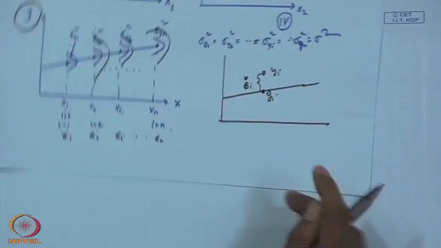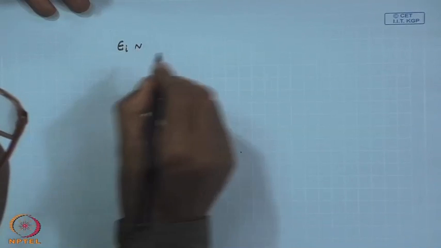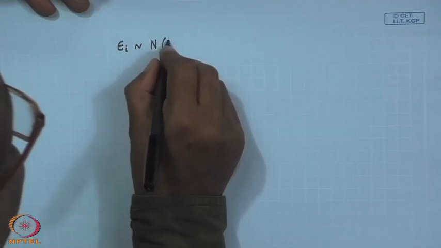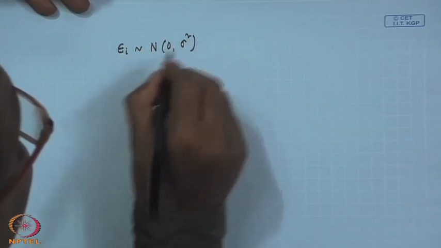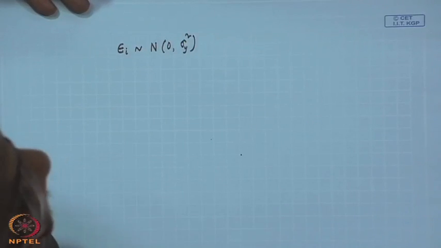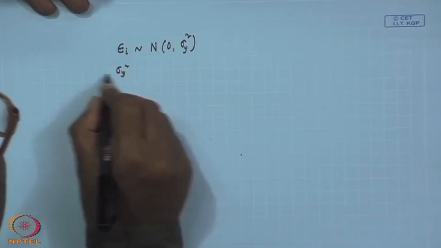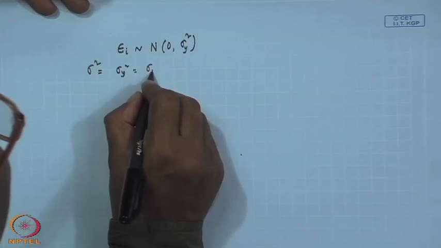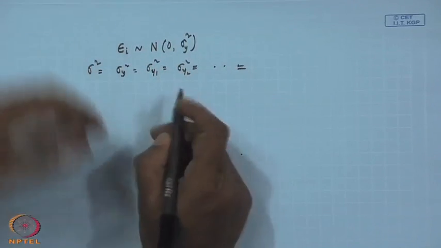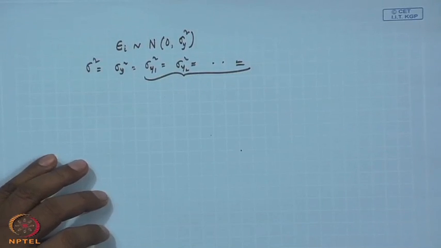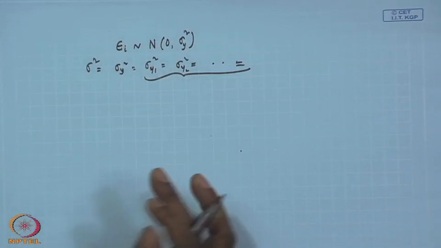So, the error will follow this type of distribution. Epsilon i will follow a normal distribution with mean 0, and what will be the variance? Variance will be sigma square, sigma y square. That means, we are writing sigma square equal to sigma y1 square equal to sigma y2 square for all observations, for equal variance. This condition is very important because we are considering that this variability part will be taken care of by the error.